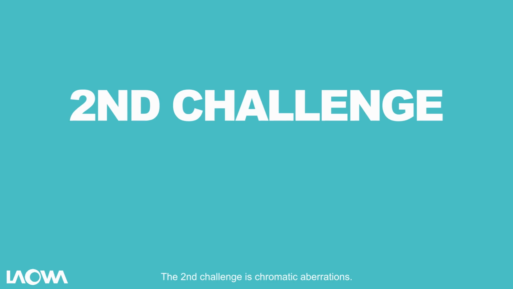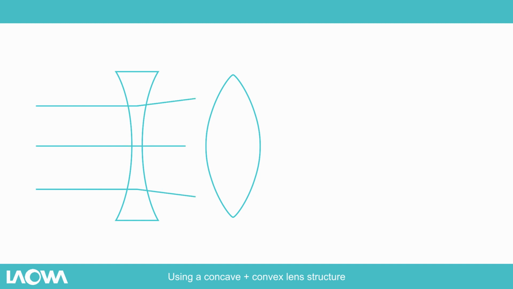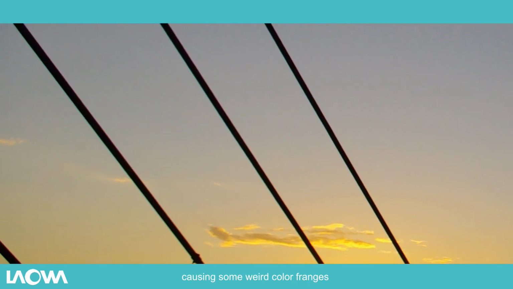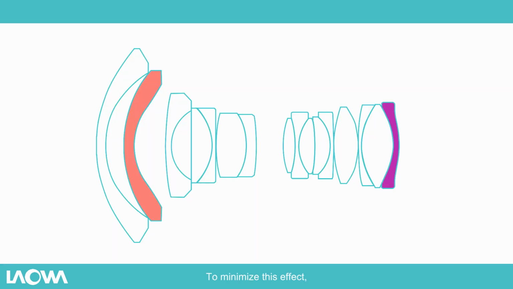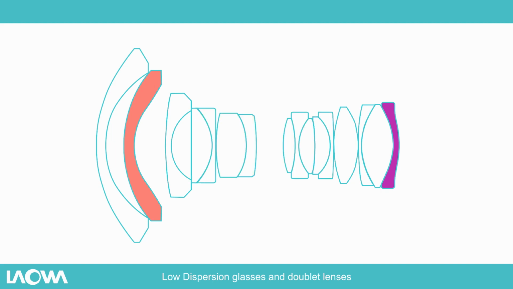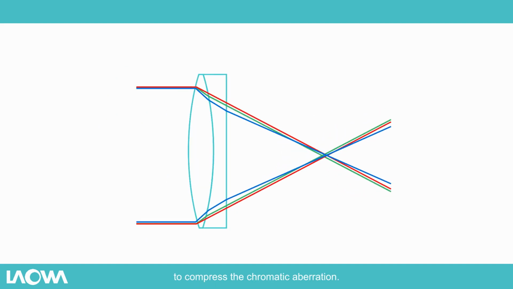The second challenge is chromatic aberration. Using a concave plus convex lens structure would accumulate chromatic aberration, causing some weird color fringes at sharp edges in the photo. To minimize this effect, low dispersion glasses and doublet lenses effectively work together to compress the chromatic aberration.